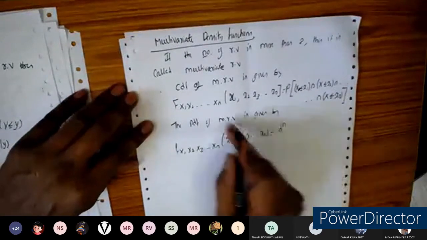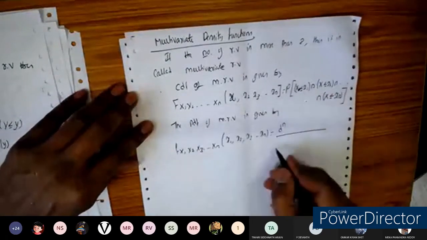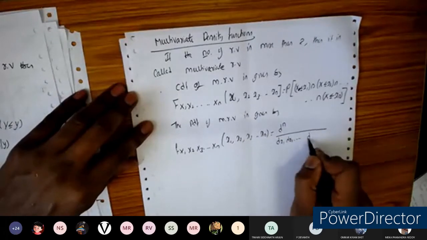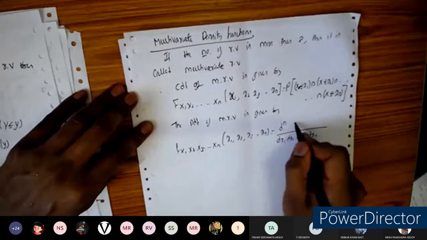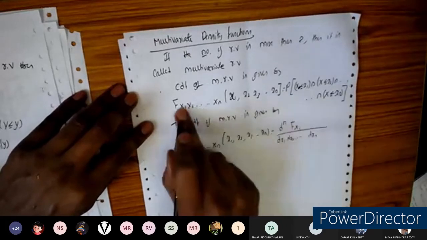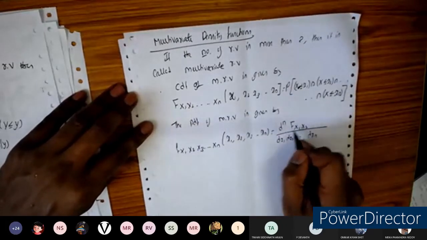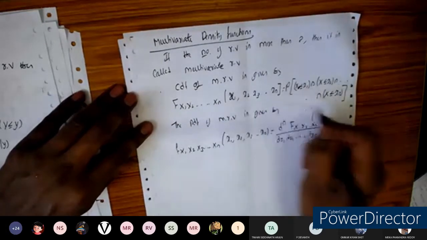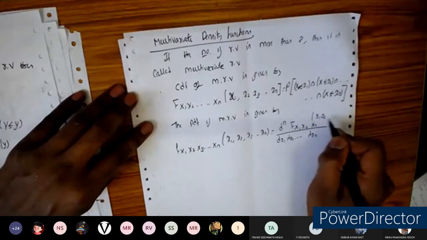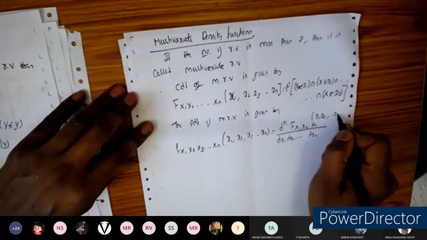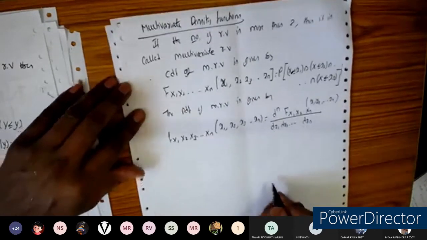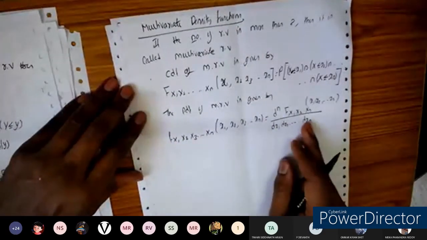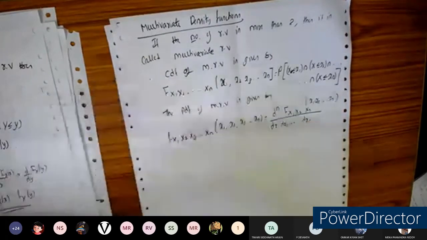So how many times do we need to differentiate? N number of random variables will be there, so with respect to the n random variables we need to differentiate: dx1, dx2 up to dxn. What we differentiate is the multivariate CDF of x1, x2 up to xn. If you differentiate that, you are going to obtain the multivariate PDF from the multivariate CDF.